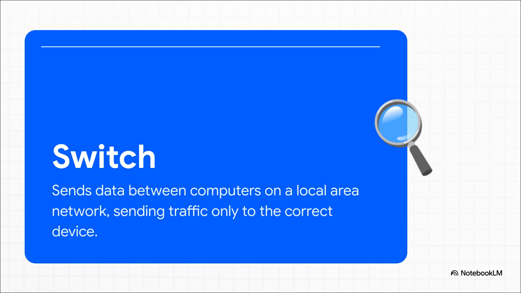Okay, passport stamped. Next, our data hits a switch. A switch is like a really smart local traffic cop. It knows exactly which device is plugged into which of its ports. So instead of just shouting the data out to every computer on the local network, it intelligently sends it only to the specific device it needs to go to next. This keeps things running fast and smooth.